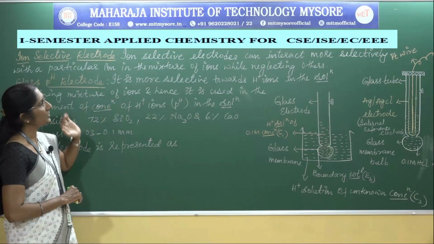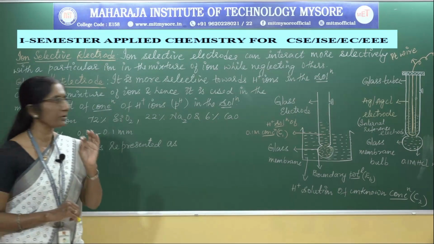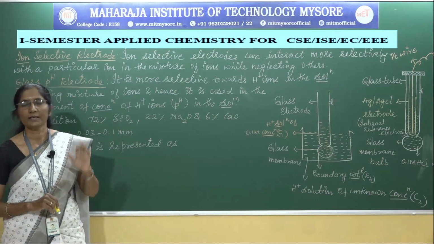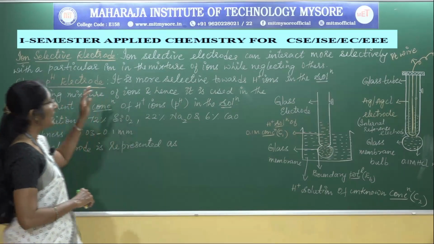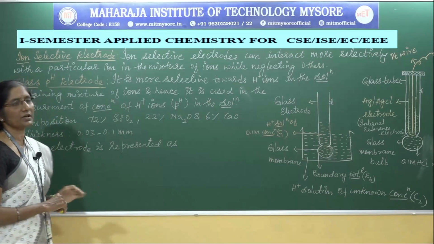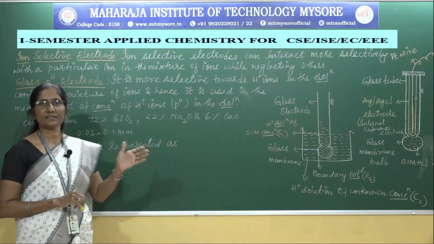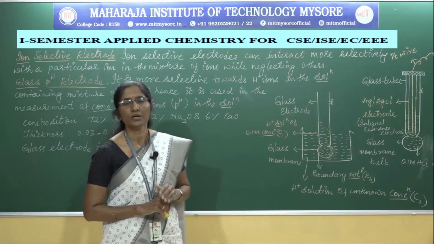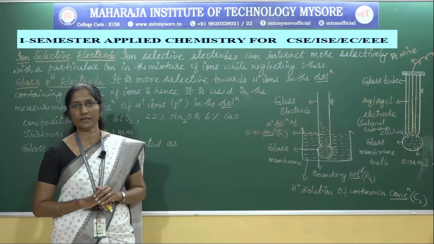Observe that the name itself represents it: these electrodes select a particular ion in a mixture of ions and develop a potential. That type of electrode is known as an ion selective electrode. That means ion selective electrodes interact more selectively with a particular ion in the mixture of ions while neglecting the other ions. Therefore, these electrodes are used to measure the concentration of a particular cation or anion in the mixture.